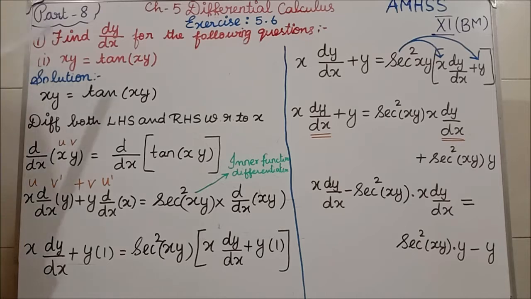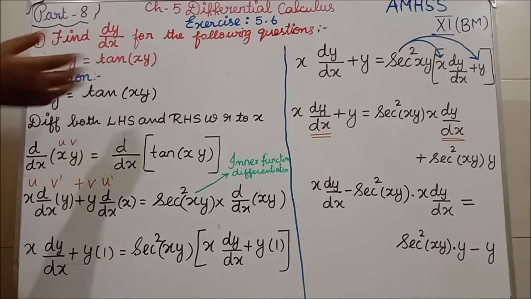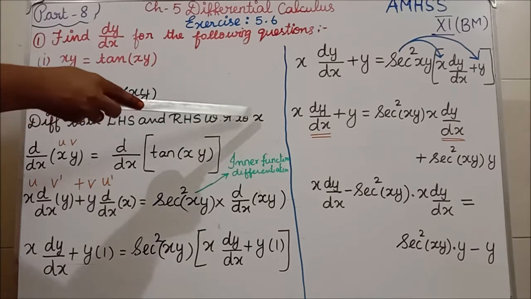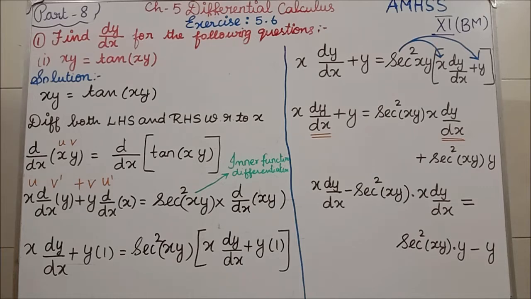Okay, now you see the first subdivision, xy equal to tan xy. Both the LHS and RHS have the xy term. So what we have to do? We have to differentiate both LHS and RHS with respect to x. We are going to differentiate. Okay. Now previously what I have taught, the differentiation of xy, what you have to write. Similarly, wherever you are having differentiation of xy, immediately you are going to write straightaway the answer: x dy by dx plus y.